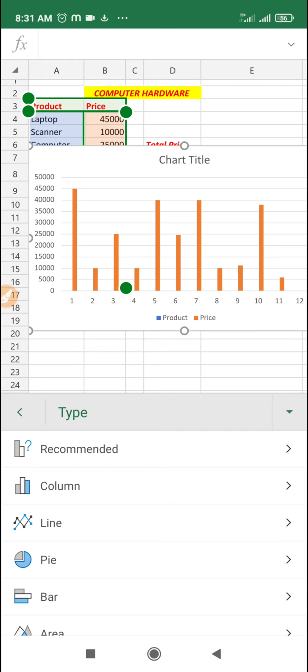So what is a chart? It is a pictorial representation of the data. It is used to compare and analyze the data.